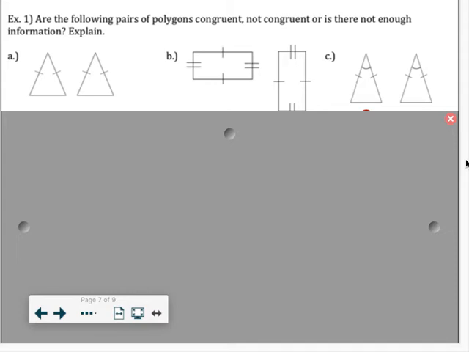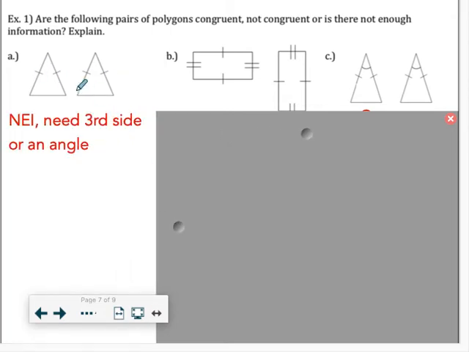Again, if you're watching this video, hit pause if you haven't tried A through G, and when you're ready, hit play, and let's see how we did. On A, we have two pairs of sides. There's no shortcut for that. We either need a third side marked, or we need an angle somewhere on here. So this is an example of NEI. There's not enough information here for us to say if they are or are not congruent.